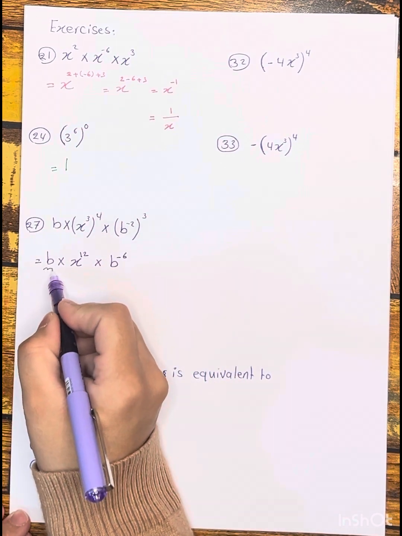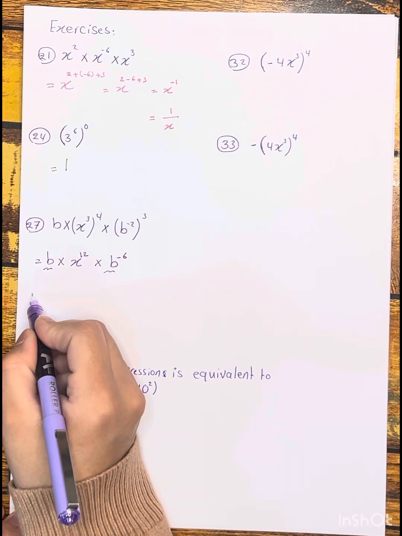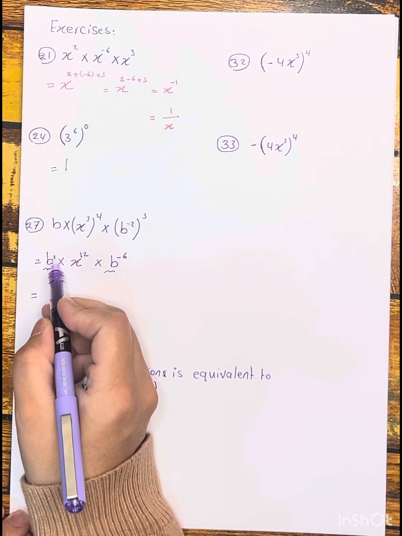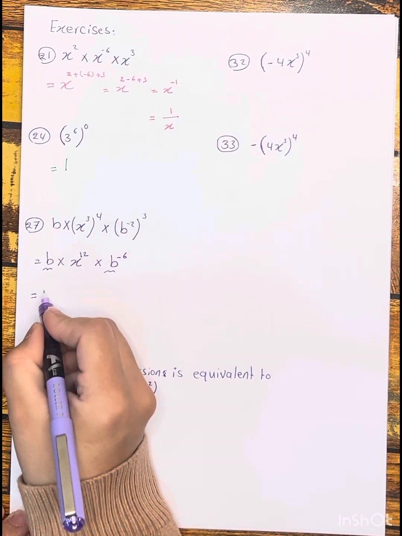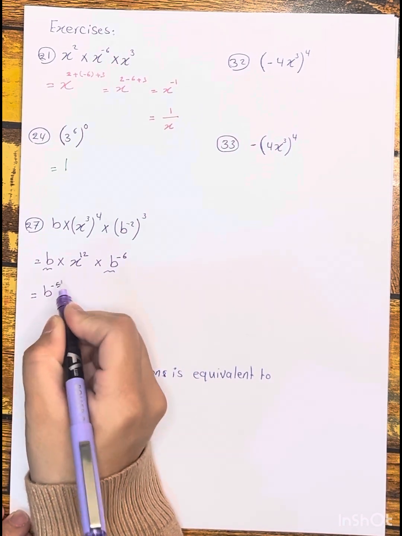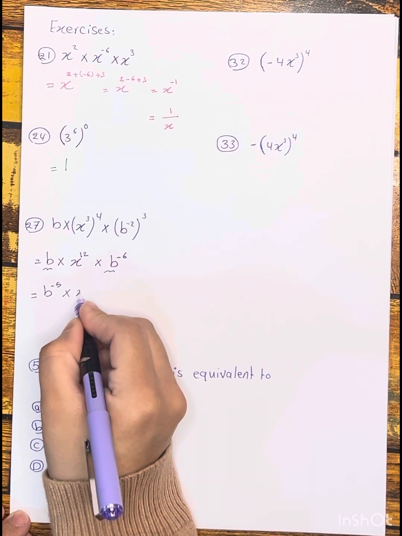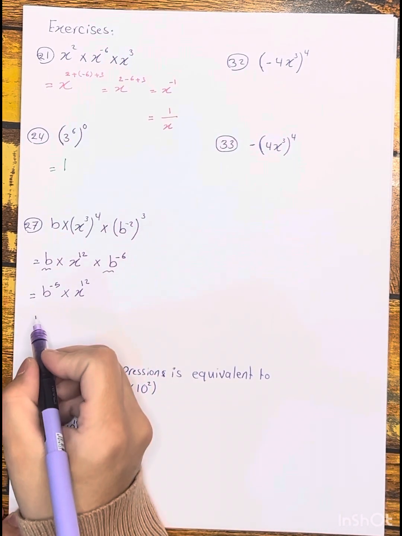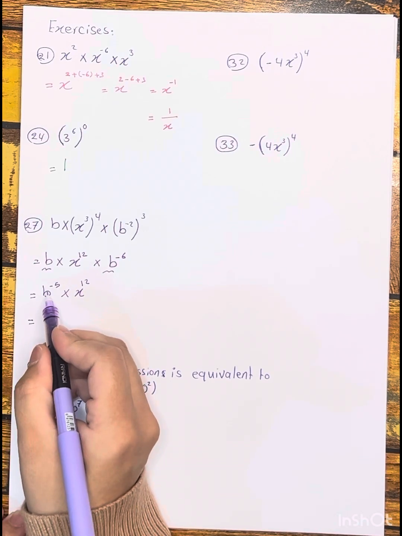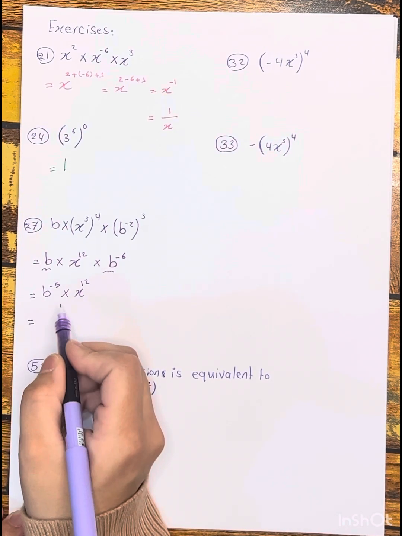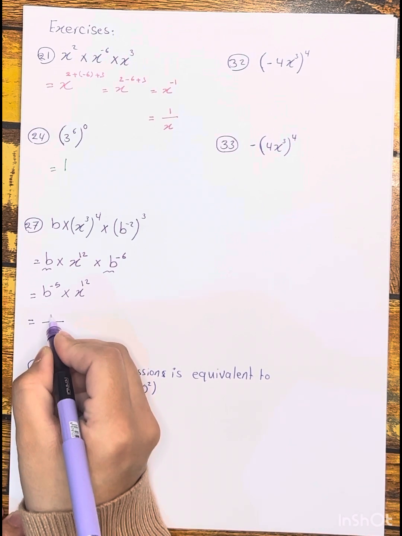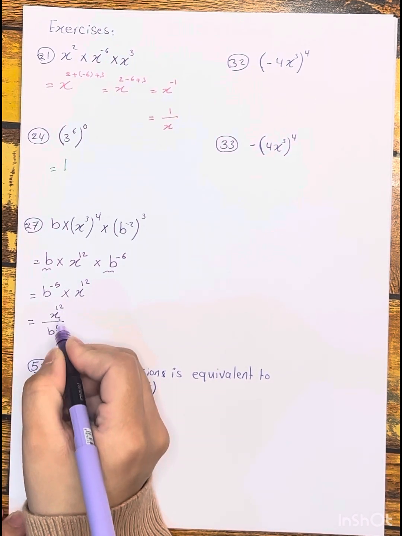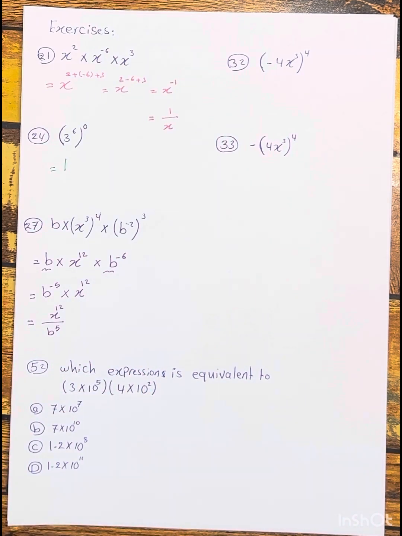So they are same base. We can add their powers. It will be b power of 1 minus 6 will be b power of negative 5 times x power of 12 as it is because there's no same base for it. So this is a negative power. I will take it under the fraction, will be x power of 12 over b power of 5, and they are different base, so we can't simplify.